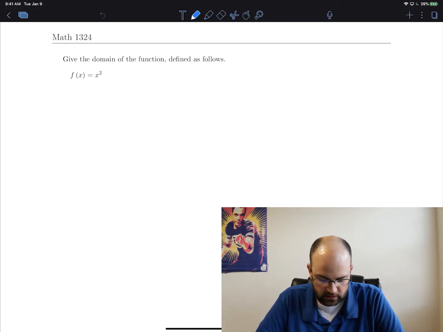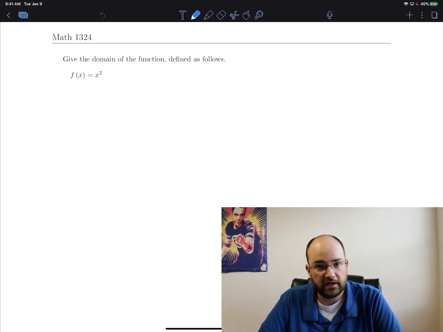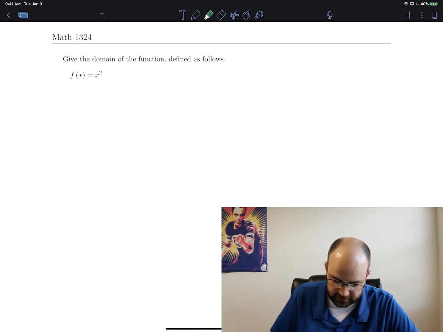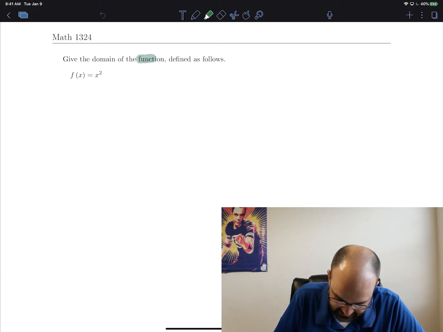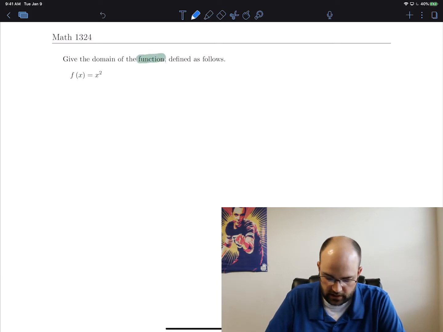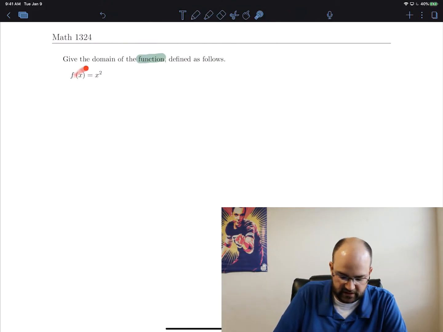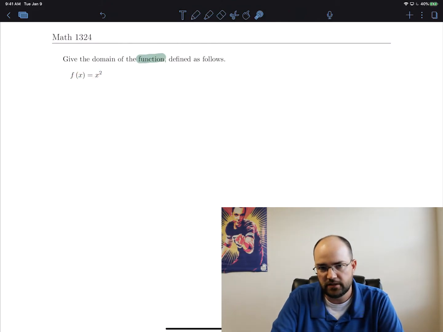Anyway, we want to give the domain of the function defined as follows. F of x equals x squared. Now, something weird is happening that we haven't seen before. We're specifically being told, first of all, that it is, in fact, a function. And even if we weren't told that specifically, we would know that because of this equation, f of x equals x squared. And you may be wondering what in the world's happening here.